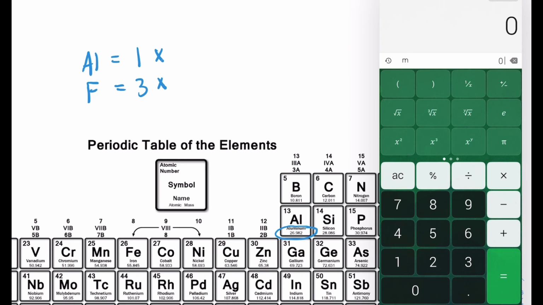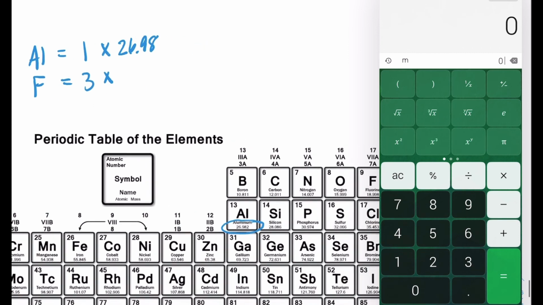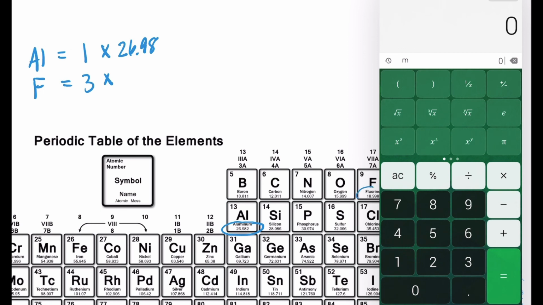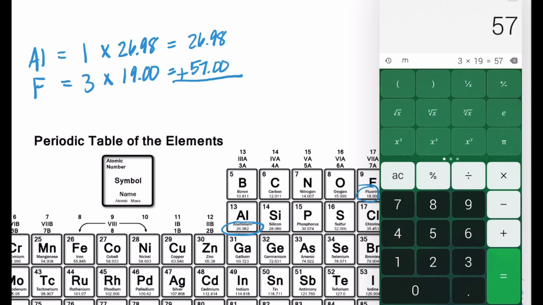The molar mass of aluminum on the periodic table is 26.982. We're going to round that to the hundredths place, 26.98. And the mass of fluorine on the periodic table is 18.998. We're going to round that to 19.00. Let's multiply across. 3 times 19 is 57. The molar mass of aluminum fluoride is 83.98 grams per mole. Let's take that value and plug it into our dimensional analysis table.